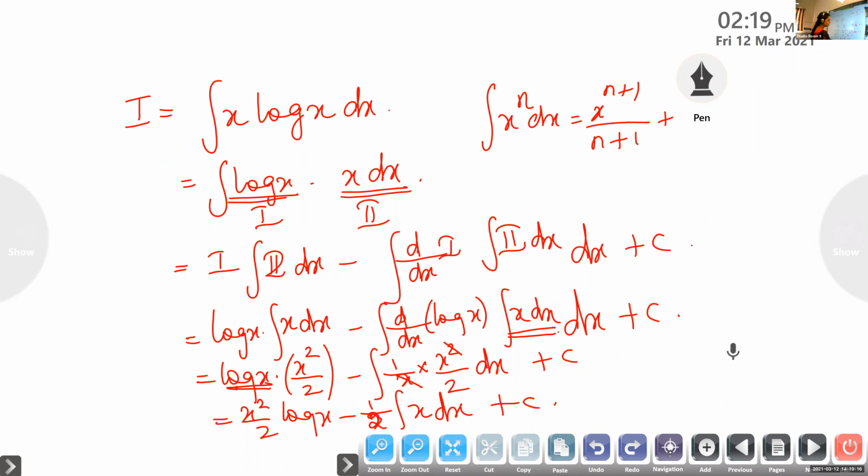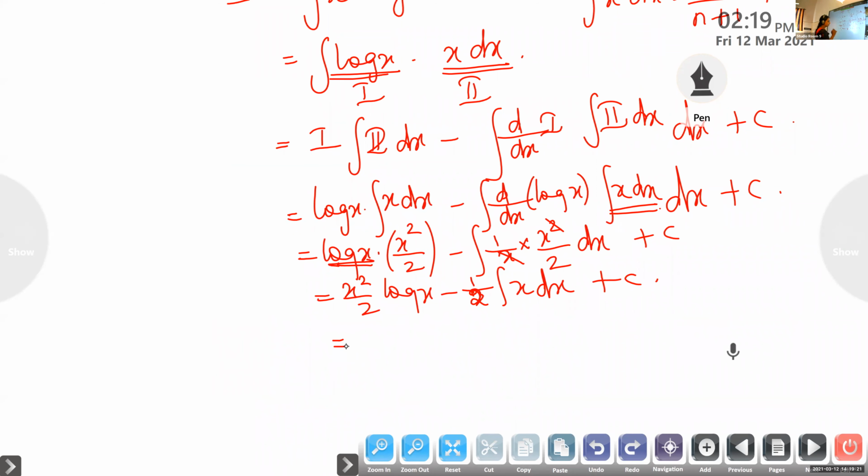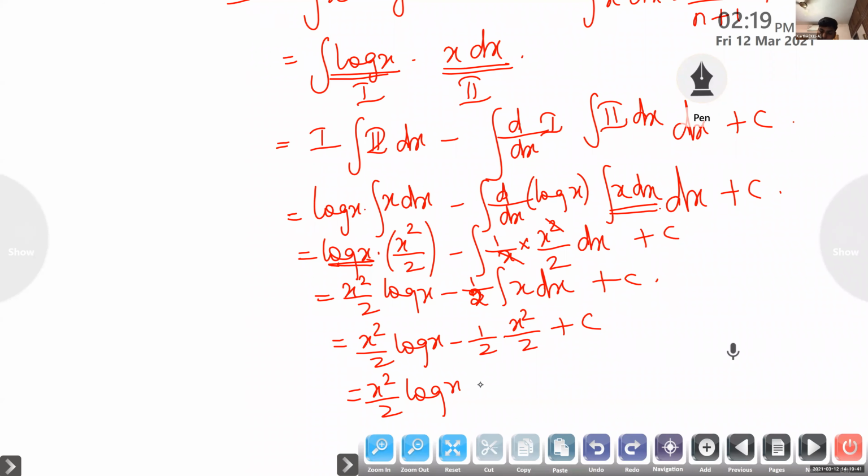Now, Karthik, can you give the answer? Can you complete this? x square by 2 log x minus 1 by 2 log x. How will you get x square by 2? x square by 2 into C. So it is x square by 2 log x minus x square by 4 plus C. Okay?